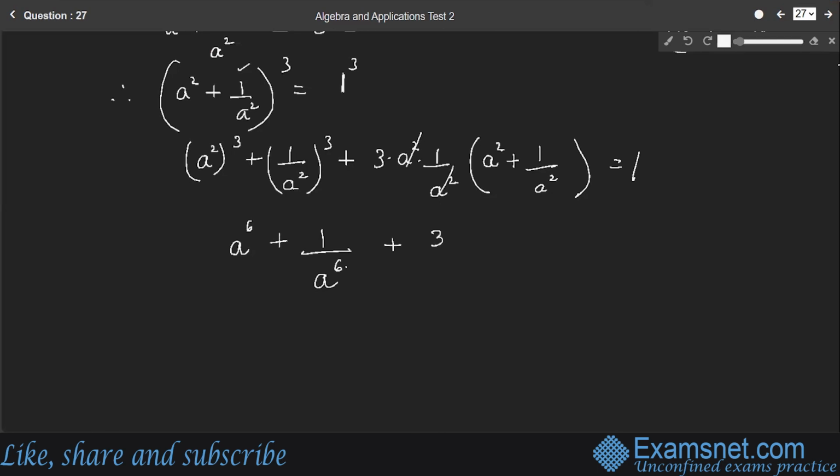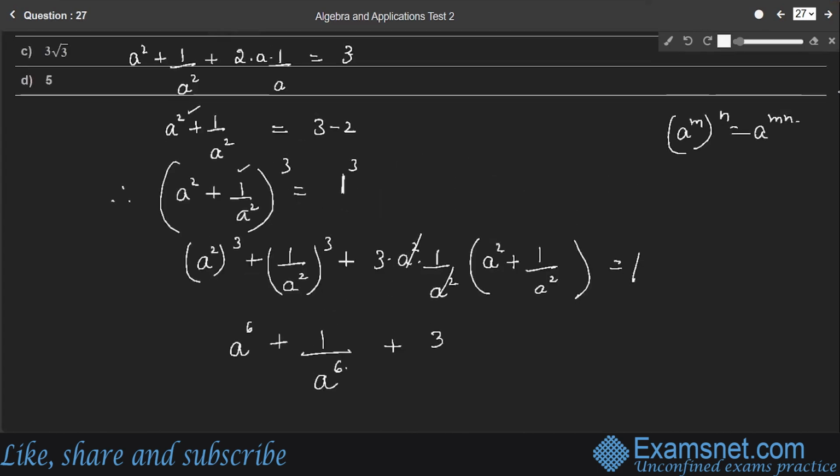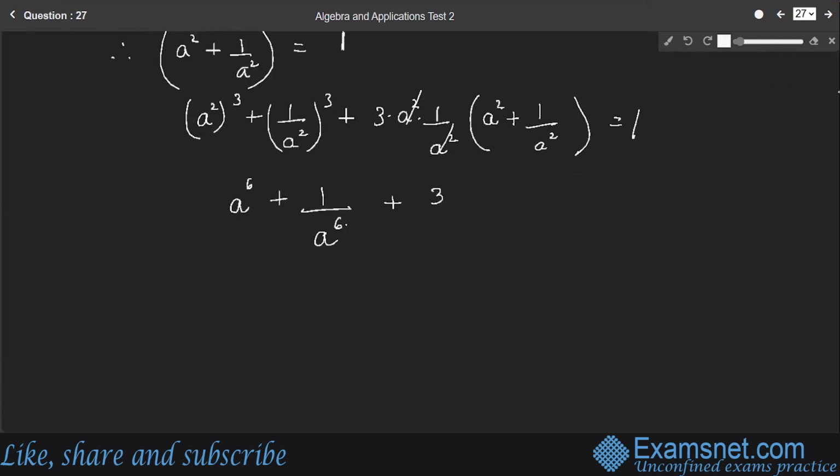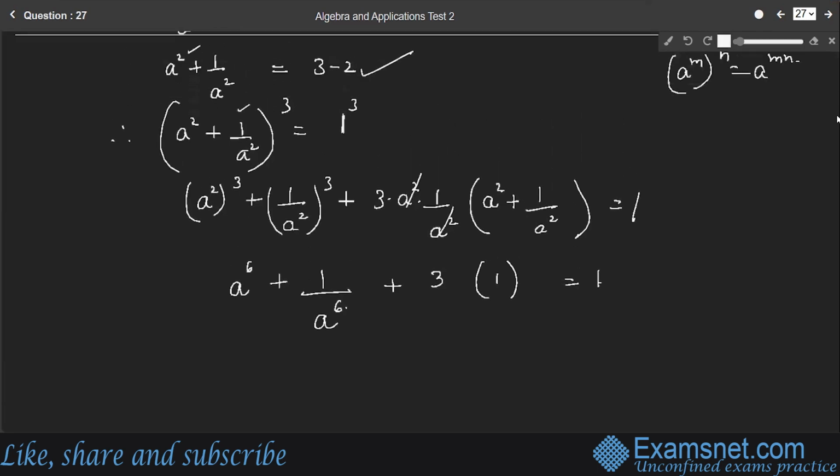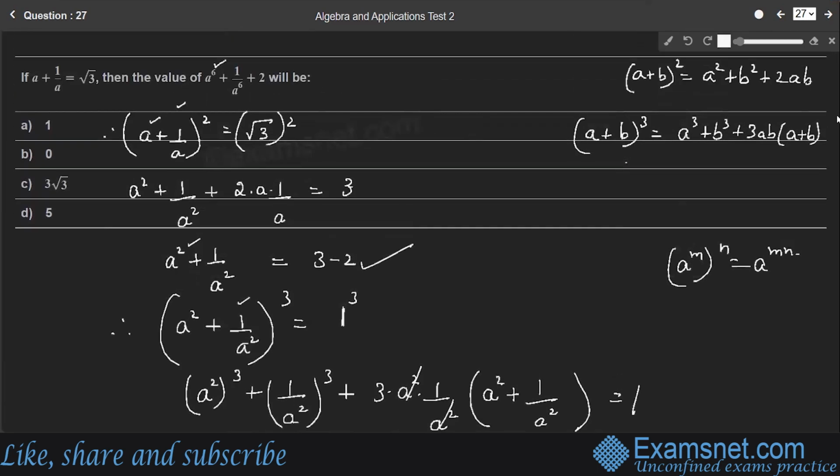and a square will get cancelled, and a square plus 1 by a square is nothing but 1. 3 minus 2, which is 1, right? Therefore, 3 into 1 is equal to 1, right? Therefore, the question is a raised to 6 plus 1 by a raised to 6 plus 2, right?